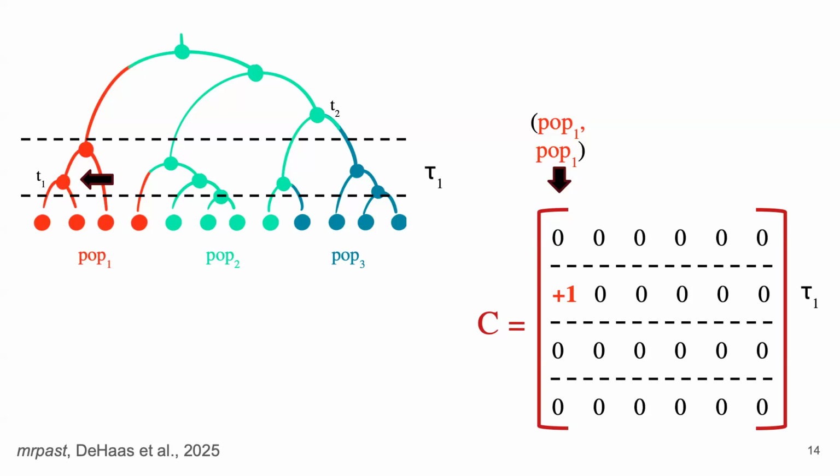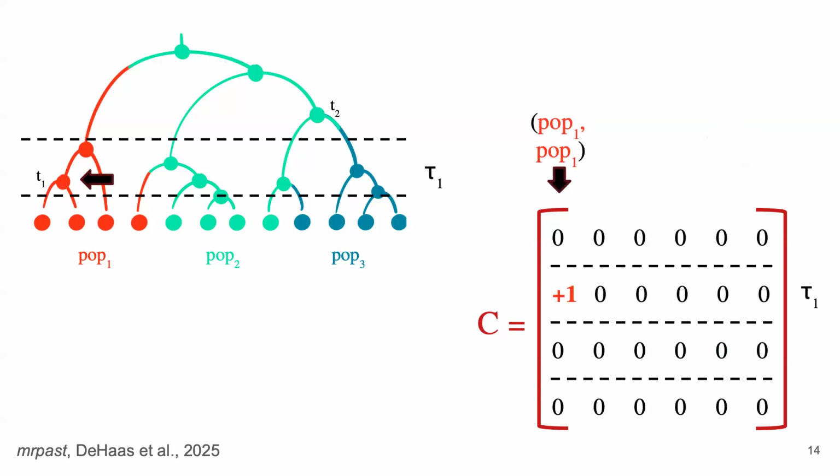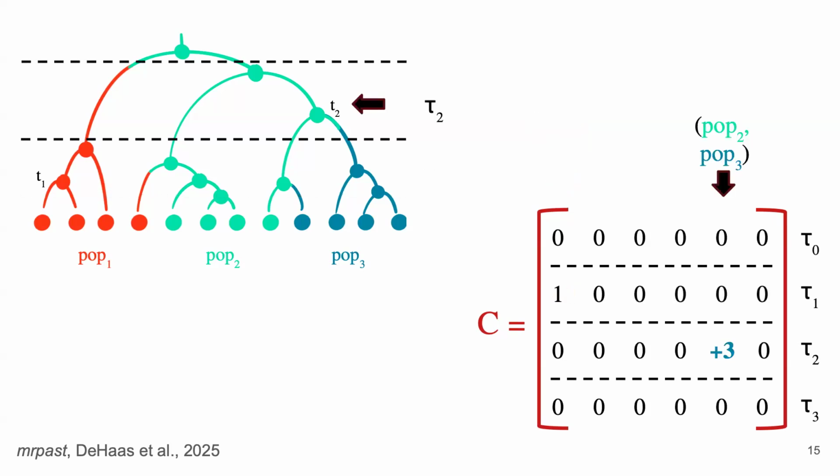Similarly, we have this T2 that's highlighted here. So T2 represents a coalescence event that's coalescing this green lineage with 3 of the blue lineages, right? Therefore, it will add a count of 3 to this tau2 interval, representing a lineage in population 2 coalescing with 3 lineages in population 3, hence adding 3 coalescence counts in terms of pairwise coalescences.